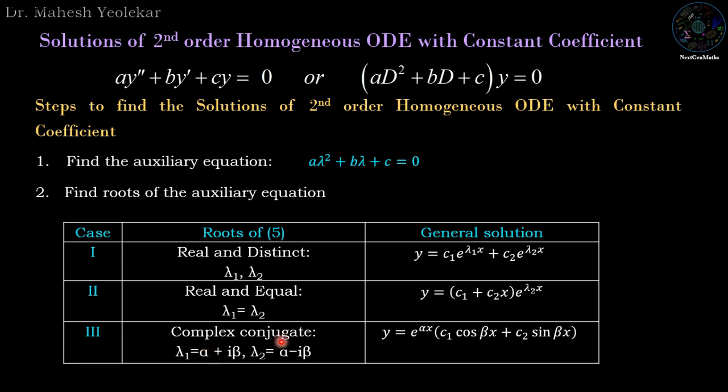Now, if they are complex conjugate, that means lambda 1 equal to alpha plus i beta, then lambda 2 must be alpha minus i beta. Here alpha and beta are the real and imaginary parts of the complex number. Then the solution is of the form y equal to e power alpha x into c1 cos beta x plus c2 sin beta x. Now we are going to solve some examples.